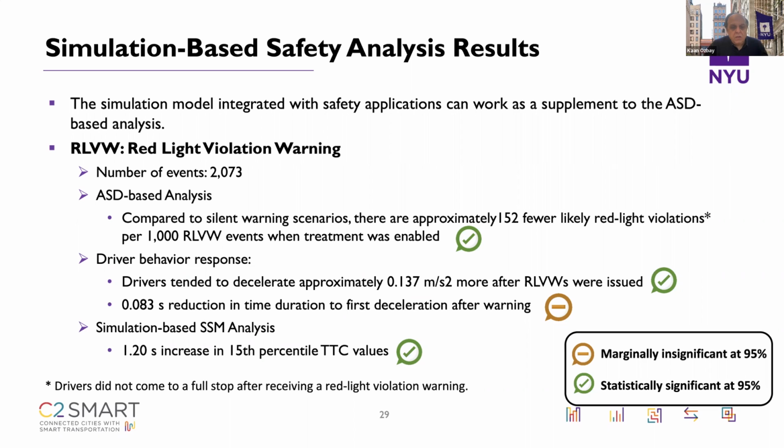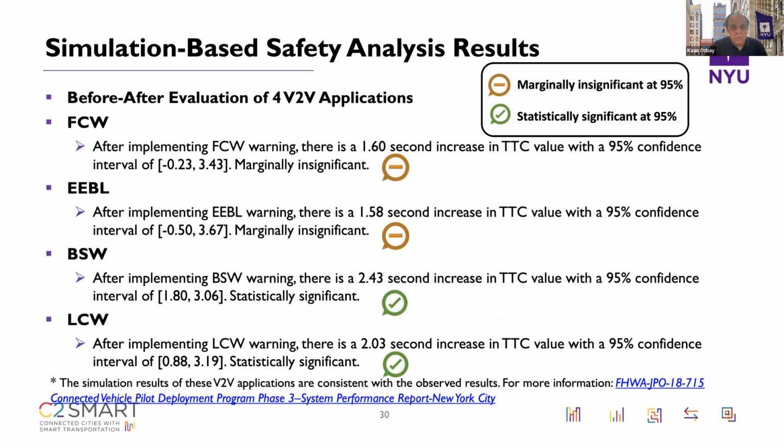And then when we looked at the same thing in the simulation using the surrogate safety measure, we showed that there's an improvement in the TTC, and it was statistically significant. That also told us that the improvement we saw in real-world data, we were able to recreate in the simulation. So from both simulated and observed results, we show that this app actually improved safety. These are mainly based on the simulation-based analysis.